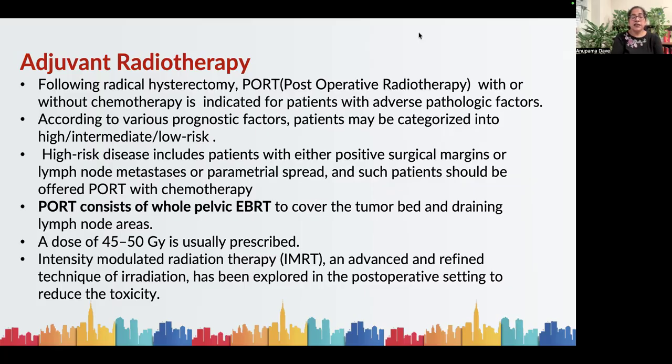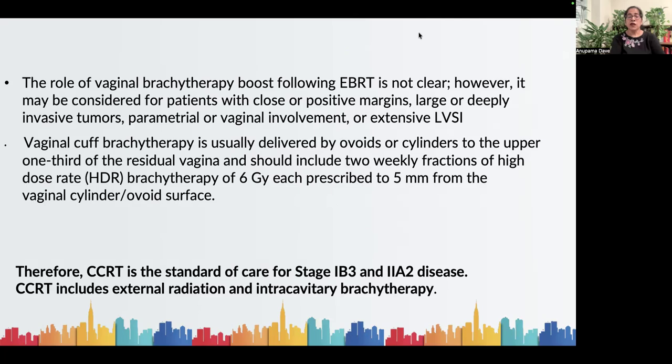Then there's a term, intensity modulated radiation therapy. It is an advanced and refined technique of irradiation and has been explored in the postoperative setting to reduce toxicity. Then there is a role of vaginal brachytherapy boost following external beam radiotherapy. The role is not very clear, but it may be considered in those patients with close positive margins, large or deeply invasive tumors, those having parametrial or vaginal involvement, and those with extensive lymphovascular space invasion.